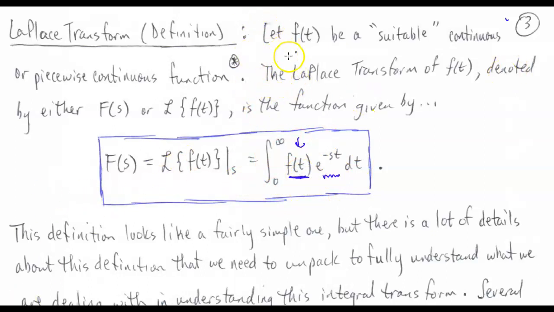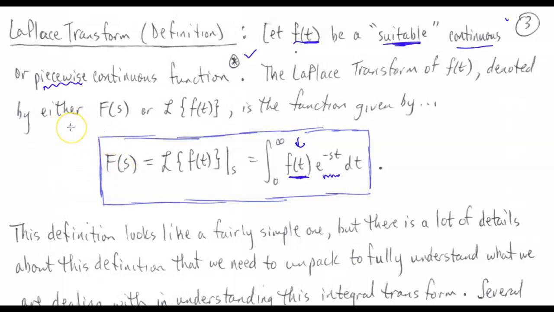Now, if we actually read the definition, we say let f of t be what we call a suitable continuous or piecewise continuous function. We're going to talk a lot more about what that actually means, as far as what it means to be suitable, as well as what it means to be continuous, and more so, if we're dealing with a piecewise function, what it means to be piecewise continuous. We need to address all those things so that we have a clear understanding of what type of functions f of t we can actually use to perform this Laplace transform.